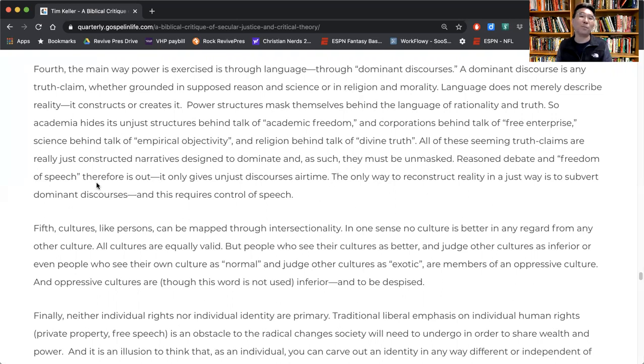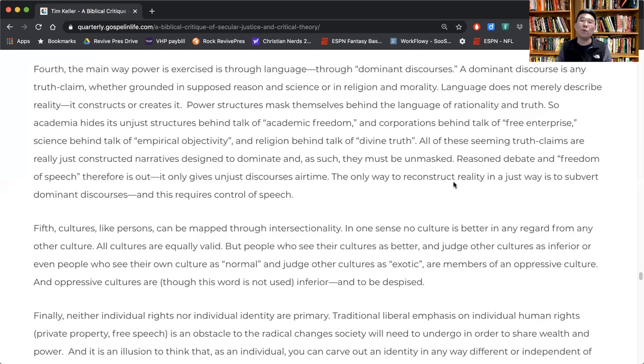Reason, debate, and freedom of speech, therefore, is out. It's a huge threat to freedom of speech, and it only gives unjust discourse airtime. You can see this today. Anytime anybody says anything that even disagrees, they're unjust, they're racist, we have to shut them up. Racist people use verbal violence, they're really bad, and they're going to hurt and harm, especially oppressed people. So they have to be made to shut up. And freedom of speech, no. If we allow freedom of speech, all this unjust discourse will come out.